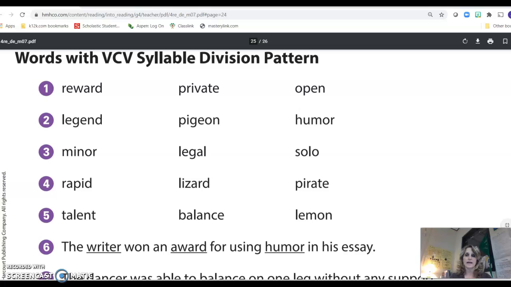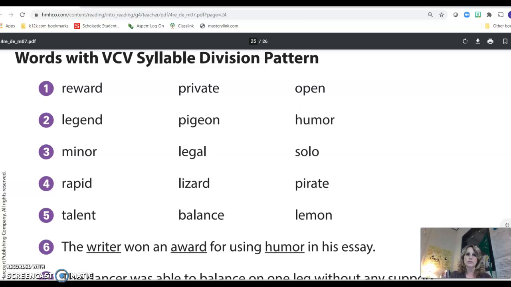Talent. It has the short A sound, talent. So the short A sound means we're going to put the line to separate it after the L. Balance. Again, that's the short A sound, so we're going to put the separation after the L. And then the last one is lemon. It has the short E sound, so you're going to put the break and the line after the M.